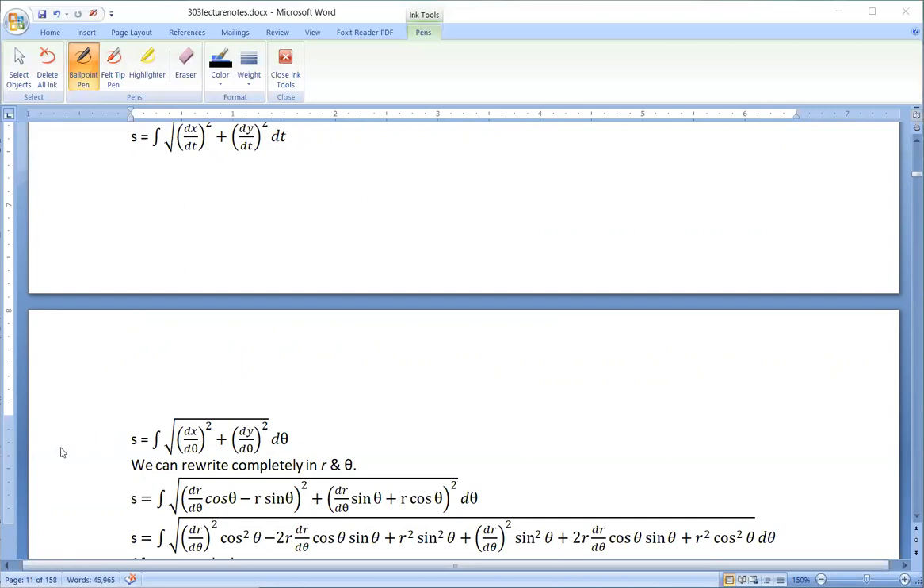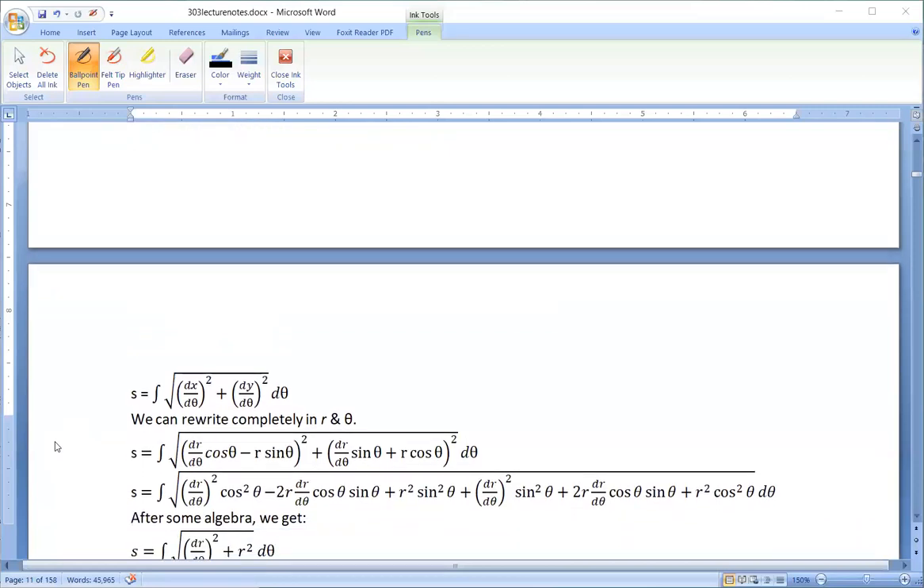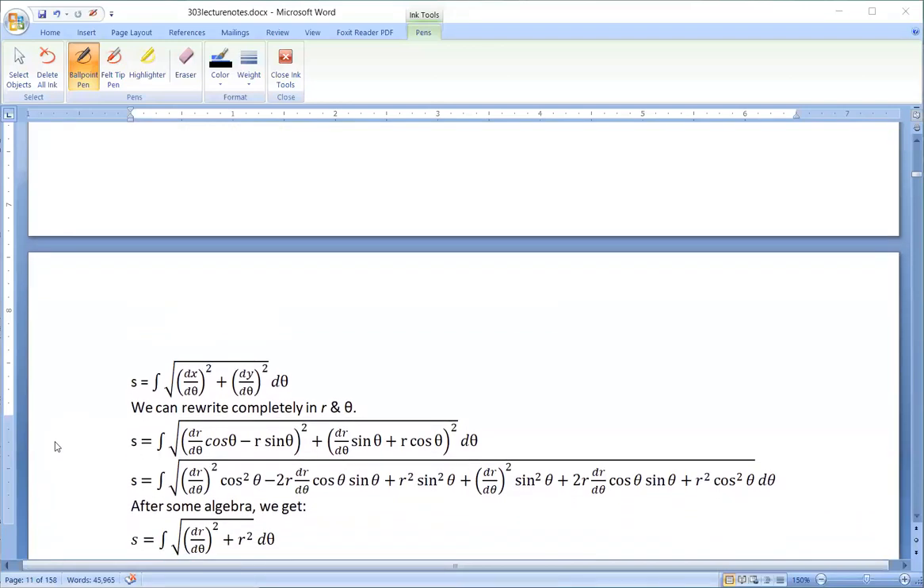Now, if you really want, we can actually simplify this. We can do a whole bunch of algebra and trig identities and simplify this into a nice formula. Yes, it actually simplifies to this. The formula for arc length in polar coordinates is just the integral of the square root of dr d theta squared plus r squared, all of that d theta.